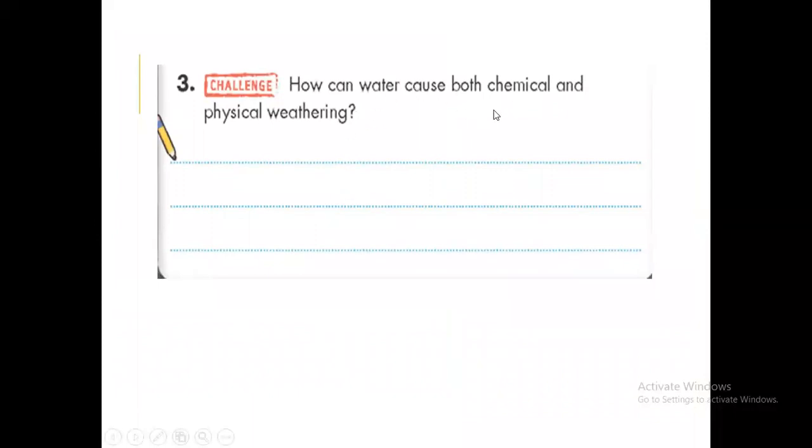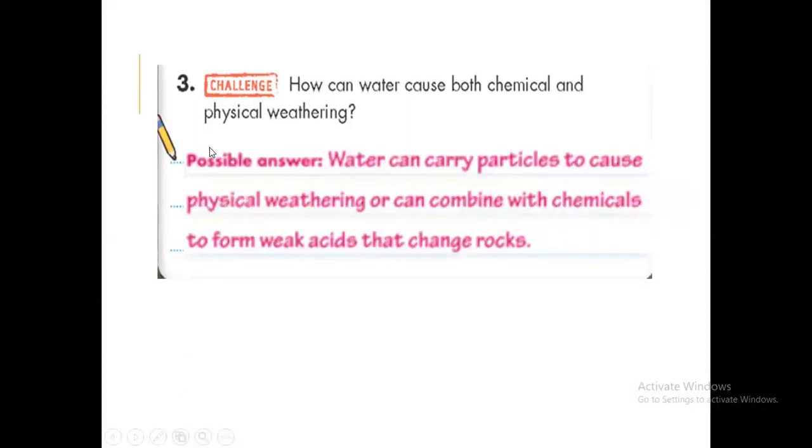How can water cause both chemical and physical weathering? That's right. Water can carry particles which cause physical weathering, or it can combine with chemicals to form weak acids that change rocks.